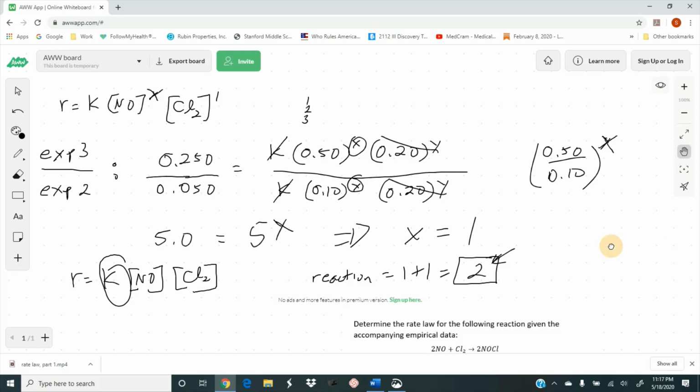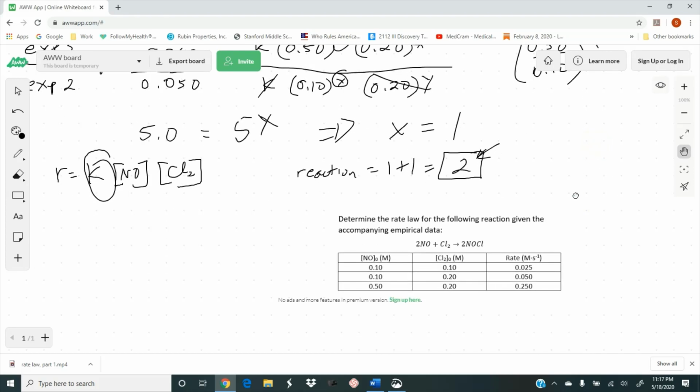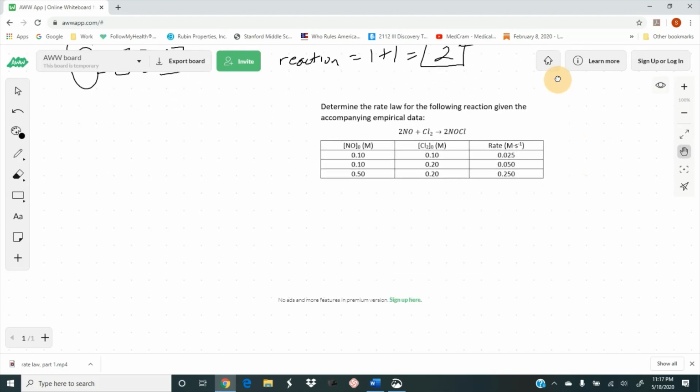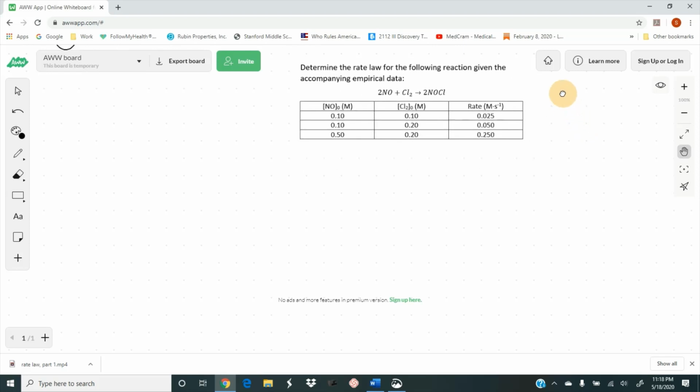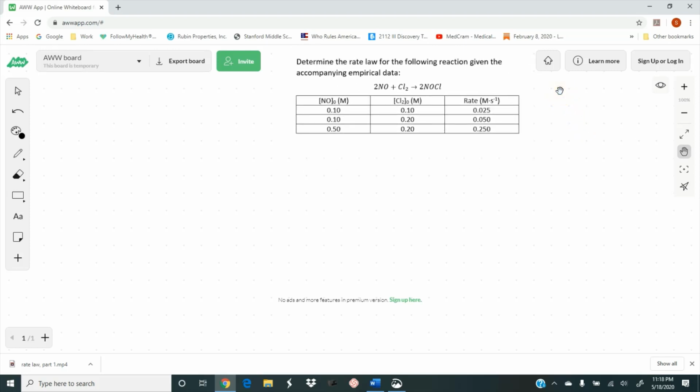There we go. So we have our general form of the rate law there, and all you do is just plug stuff in. Once again, let me rewrite this so that we've got R is equal to K times the concentration of NO to the first power times the concentration of Cl2 to the first power. Knowing the exponents is big. Now we can just plug it in.